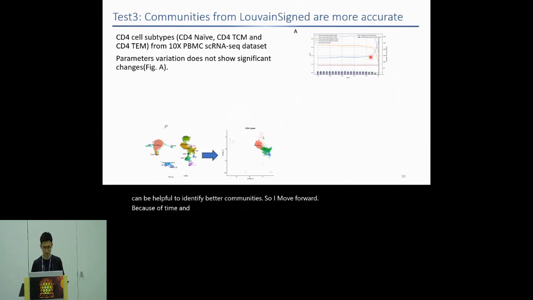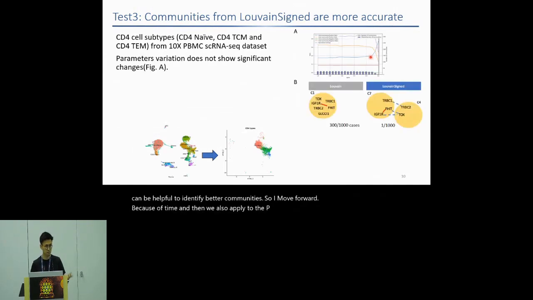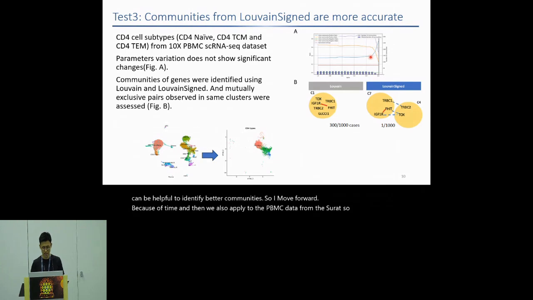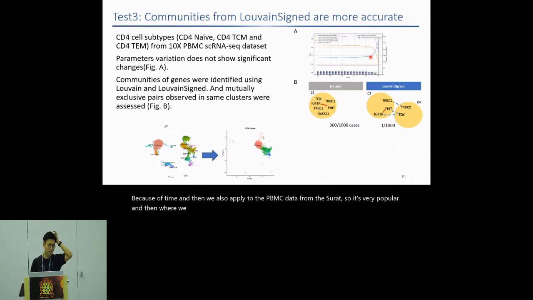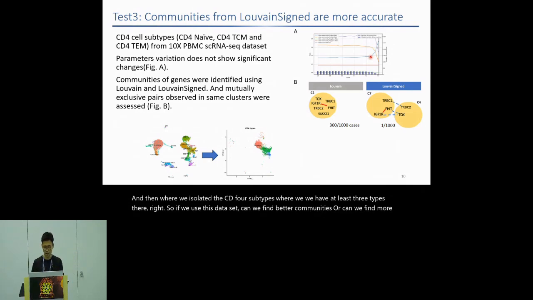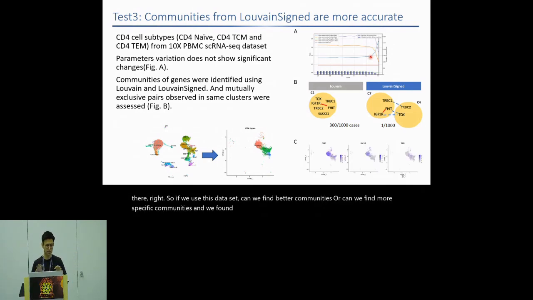And then we also applied it to the PBMC data from the CIRAT. So it's very popular. We isolated the CD4 subtypes, where we have at least 3 types, right? So if we use this data set, can we find better communities, or more specific communities? And we found that the Louvain sign that we created can find smaller communities, but not just smaller communities, it also isolates those that are mutually exclusive or marker genes better. And this is just an example of what mutually exclusive genes are.